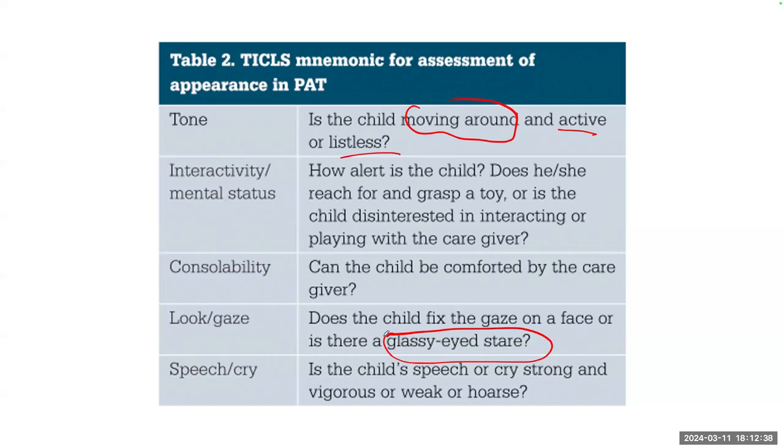And the speech is another indication about the emergency. If the child's speech is strong and the cry is strong and the child is making strong sound, that is a bit comforting. But if the cry is weak, if the speech is not vigorous enough, that also indicates an ongoing problem, and most likely an emergency. So the first part of the pediatric assessment triangle, which is appearance, you visually assess the child to see if there is anything that should make you feel concerned.